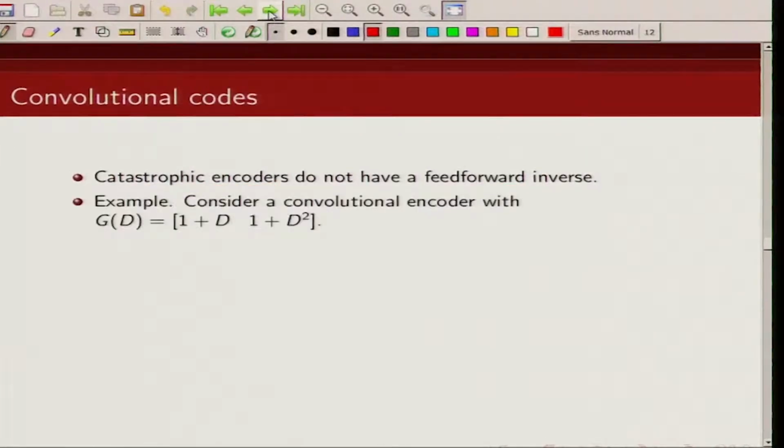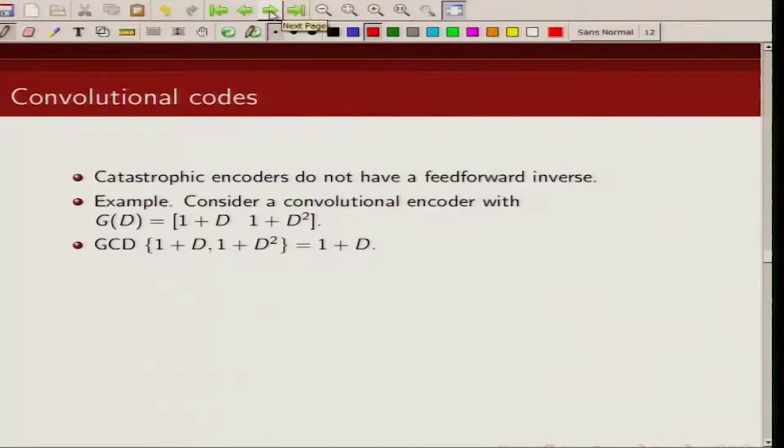So, let us look at one example. Let us consider a convolutional code whose generator matrix is given by this. This is a rate 1 by 2 convolutional code, and it has 4 states because the maximum degree of d is 2. So, the generator sequence G0(D) is given by 1 plus d, and G1(D) is given by 1 plus d square.